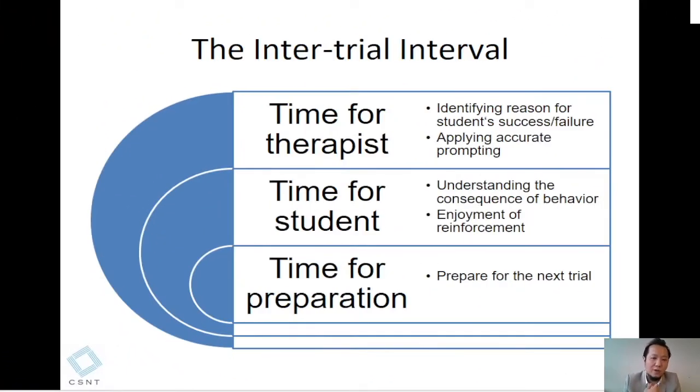Lastly, we're going to talk about the intertrial interval. Now, this is the time between one discrete trial and the next. So basically, when you've gone through the first discrete trial and you've given feedback and consequence, there is that time between that and the next antecedent, and this is where the intertrial interval is. So it is the time between two trials. And it is a time for us to reflect. It is a time that we should use wisely.